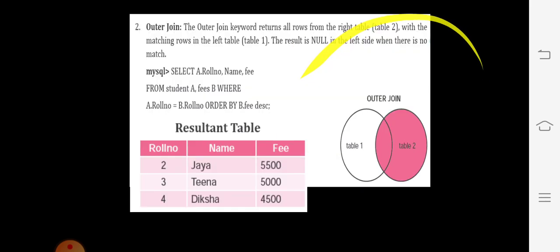The next one, outer join. The outer join keyword returns all rows from the right table with the matching rows in the left table. The result is null on the left side when there is no match. Dear children, if there is no match, the result will be only the second table. If there is a match, it will fetch the records from the inner table also, so table 1 also. If you give the same query, we will get 2, 3, 4 because we have matching clauses.